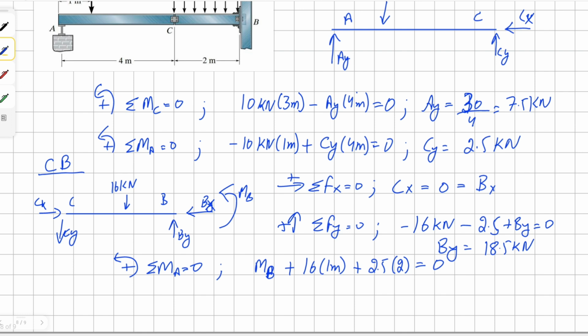Okay, and then our moment at B would be negative, so 5 plus 16, 21 kilonewton meter. And now we know that our reaction here is negative, therefore we can say that we assumed our direction for moment to be wrong, and we can change it to the clockwise direction, and this would become a positive.